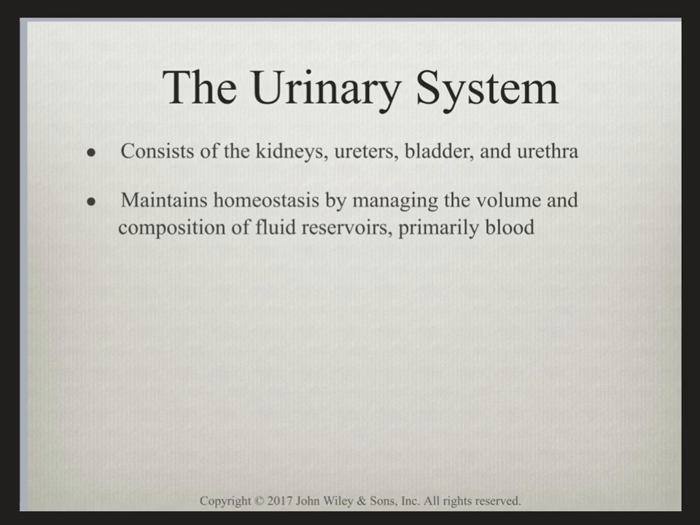We start with the gross anatomy of the urinary system. We talk about who are the major players. We look at the kidneys, the ureters, the bladder, and the urethra. The function is going to be to maintain homeostasis, and it does this by managing the volume and composition of fluid reservoirs, primarily the blood. The kidneys are going to be your go-to organs for monitoring, managing, maintaining blood volume, blood composition, etc.